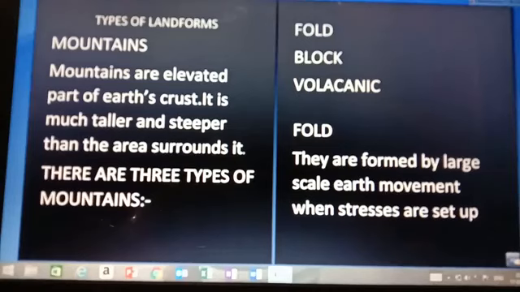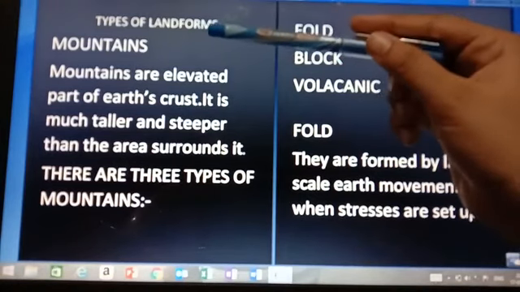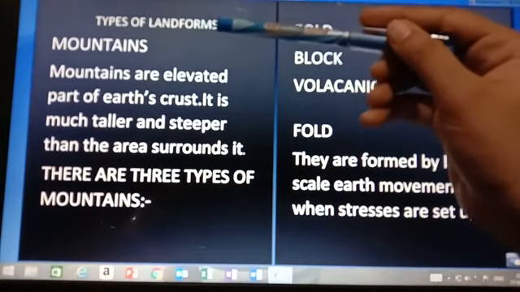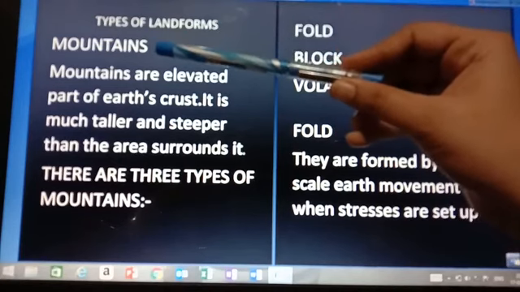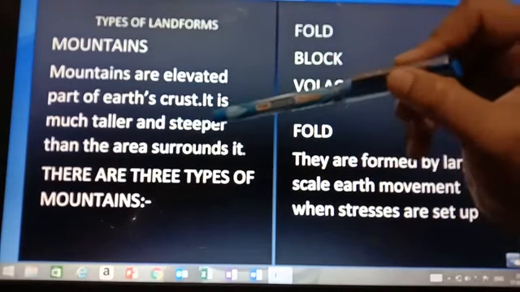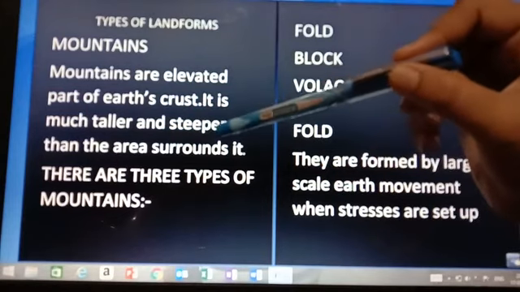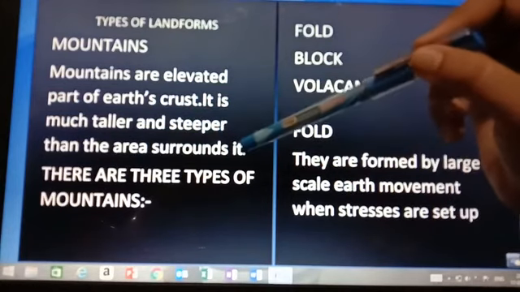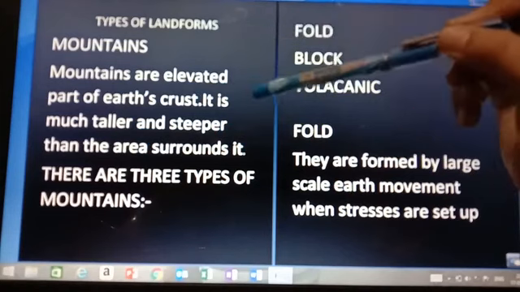Dear students, now I'm going to start with the next topic, that is types of landforms. See, landforms first is mountain. What are mountains? Mountains are elevated part of Earth's crust. It is much taller and steeper than the area surrounding it. Okay, it is steep. It is not gentle.